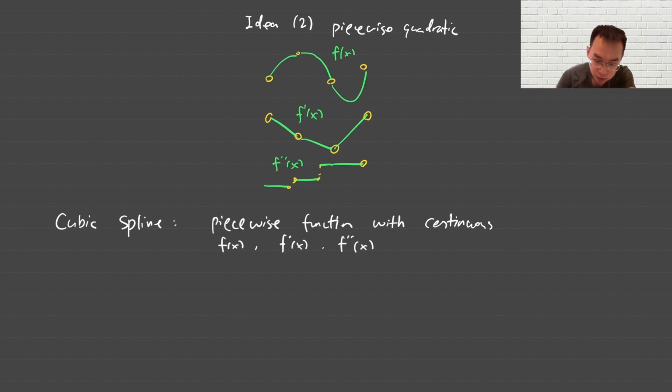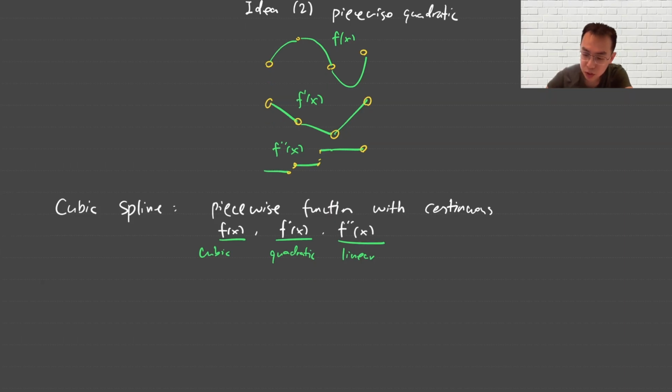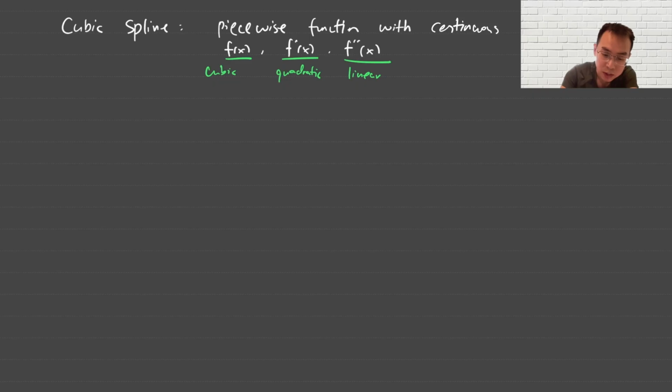And I should emphasize that in this case, f of x is cubic, f prime of x is going to be quadratic, and f double prime of x is going to be linear. And they are all piecewise functions. So that means I can write down the function in this form: f of x equals f1 of x, all the way to f n minus 1 of x.